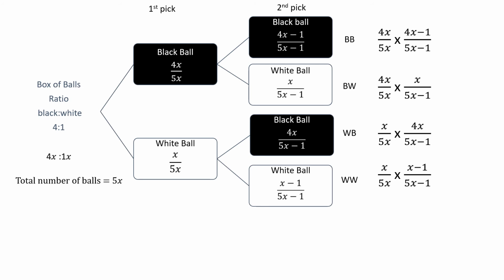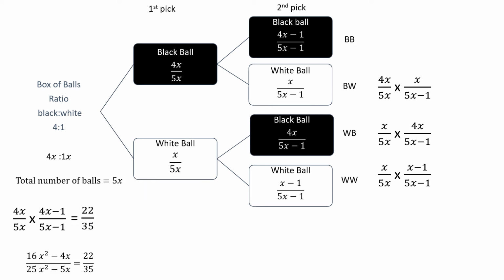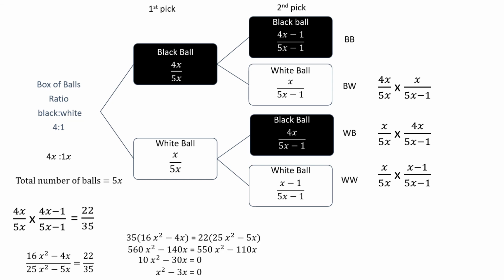But actually, in the question we were given the probability of picking a black ball and then another black ball being 22/35. We multiply the probabilities and then make them equal to 22/35. After cross-multiplying, expanding the brackets and rearranging, we get x equals 0 or x equals 3. Well, x cannot equal 0 as it means that we wouldn't have any balls to pick from. At the beginning, we said that there is a total of 5x balls. Well, we now have that x equals 3, so there are a total of 15 balls. 12 are black and 3 are white.